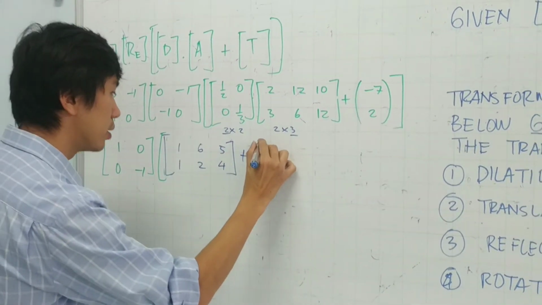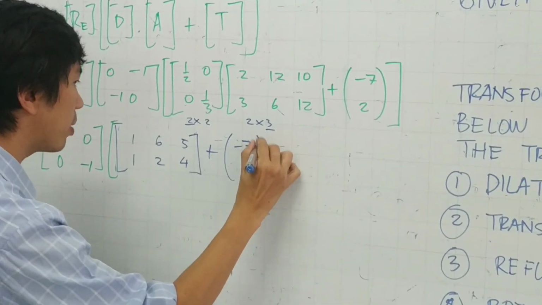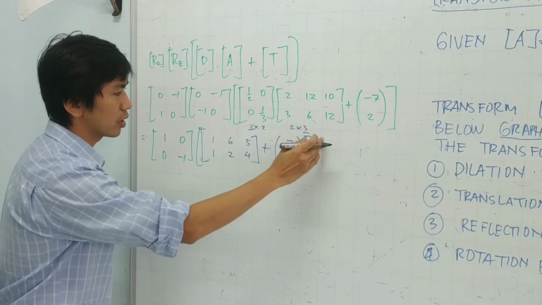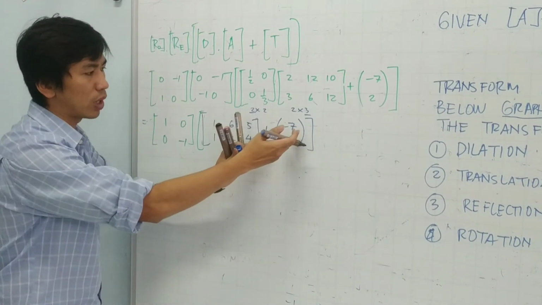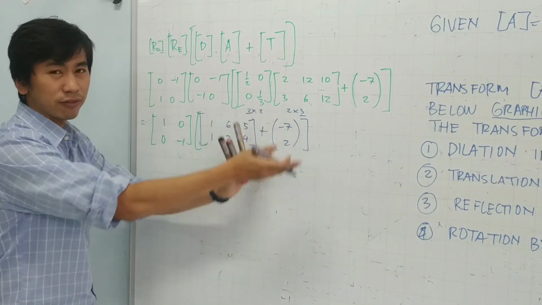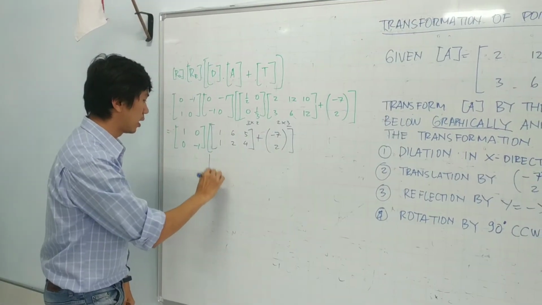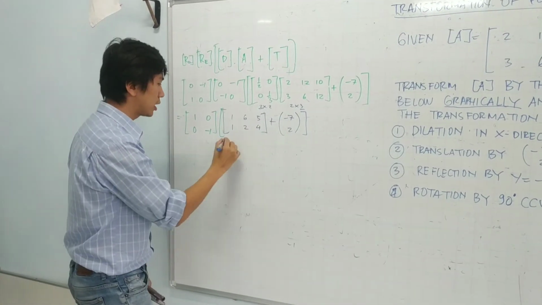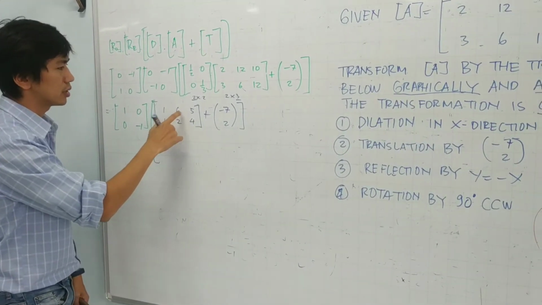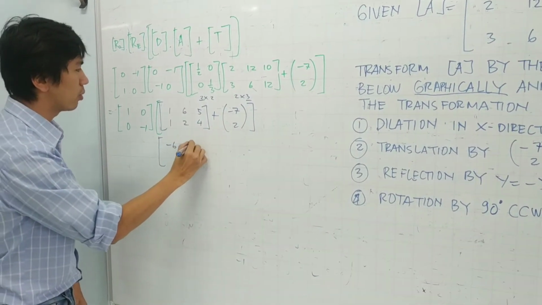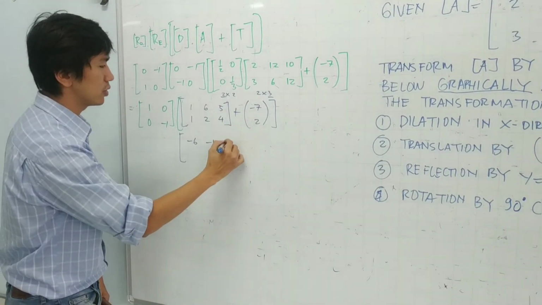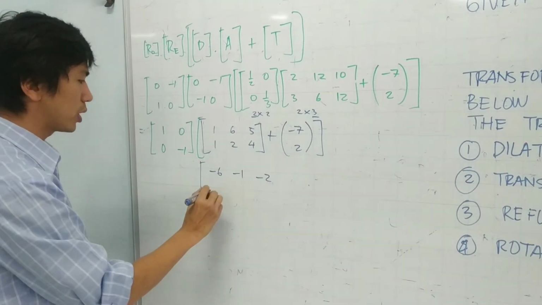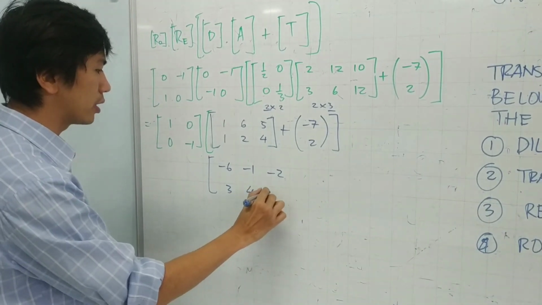And then added with negative 7 and 2. Remember that these two are additions. I don't put negative 7, 2, 2, but I hope that you understand that I use a different symbol to say that from here, it means that 1 added with negative 7, you'll get negative 6. 6 added with negative 7, you get negative 1. 5 added with negative 7, you get negative 2. And then you have 1 added with 2, you get 3. This will be 4, and then this will be 6.